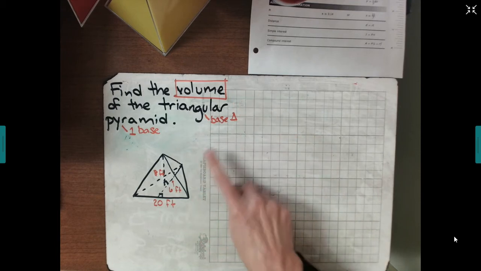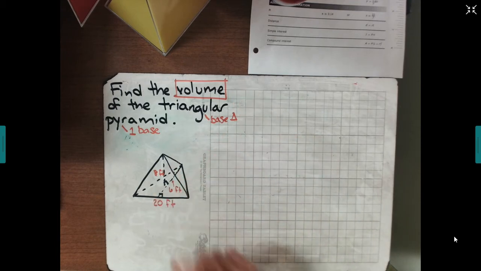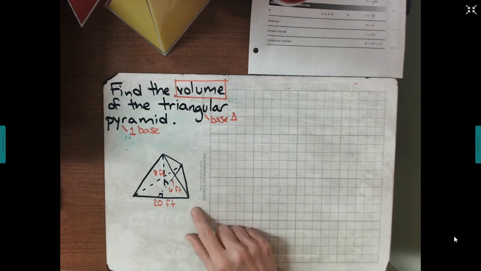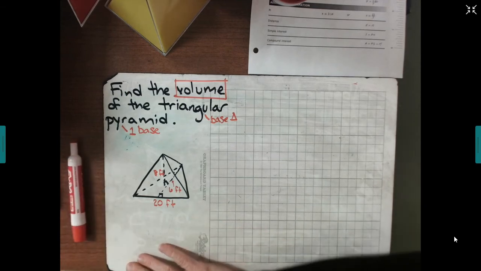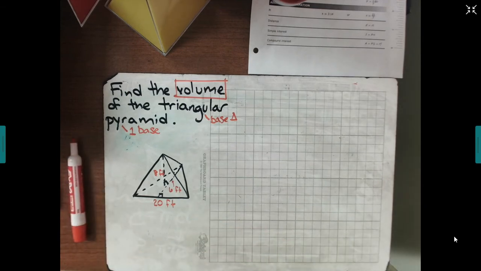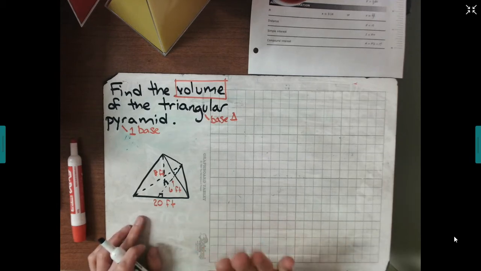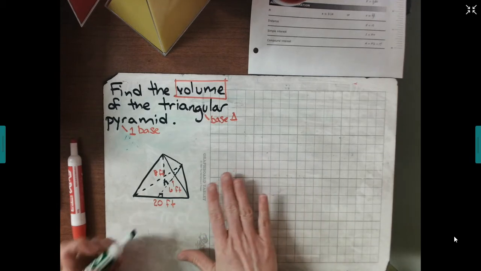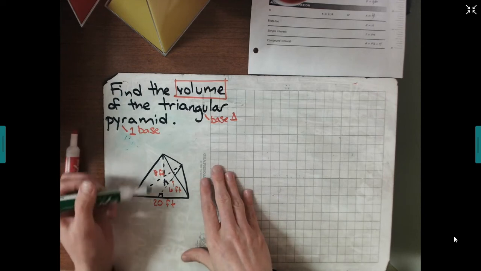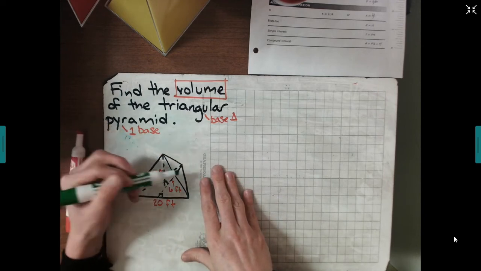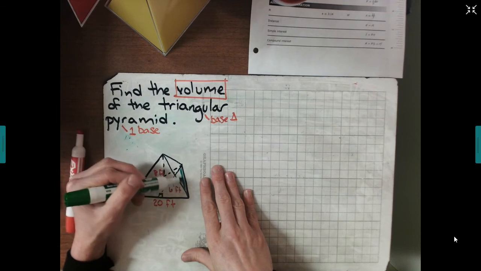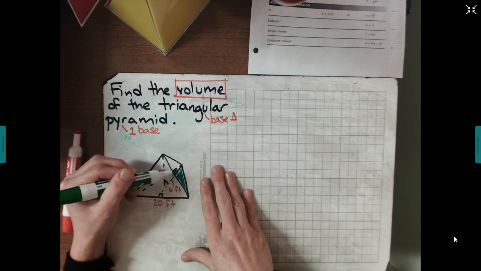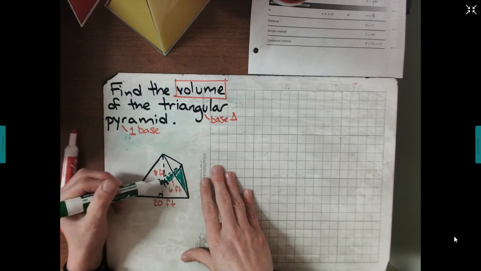I have a pyramid here. The base is a triangle. Look at all these triangles. We have lots of triangles, so we have to figure out which one of these is our base, right? So let's go ahead and try to identify that first. I noticed that this triangle that's kind of laying flat also is giving us a height measurement. So this is our base.